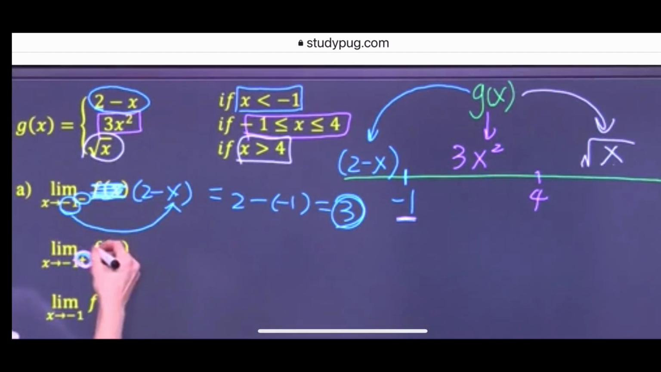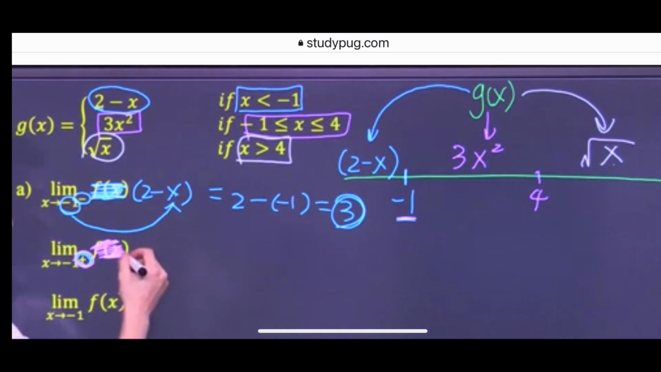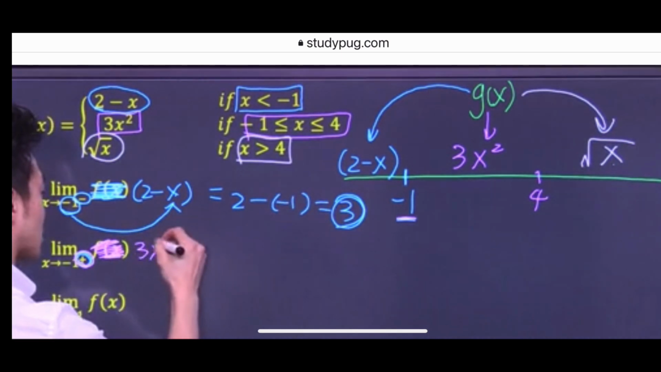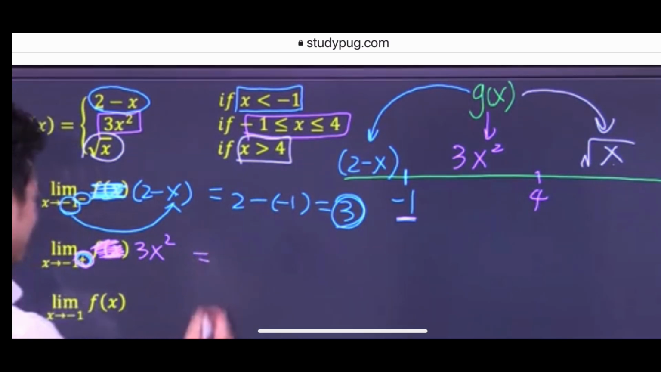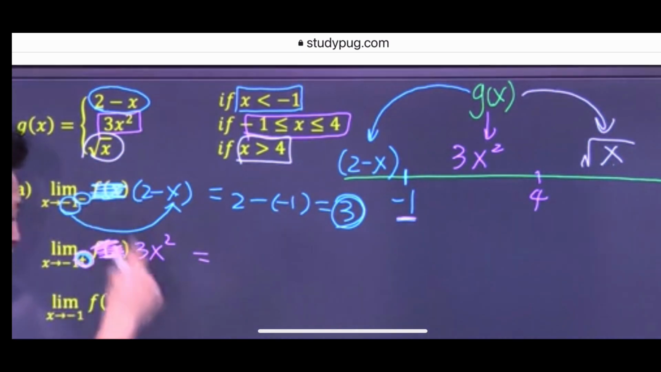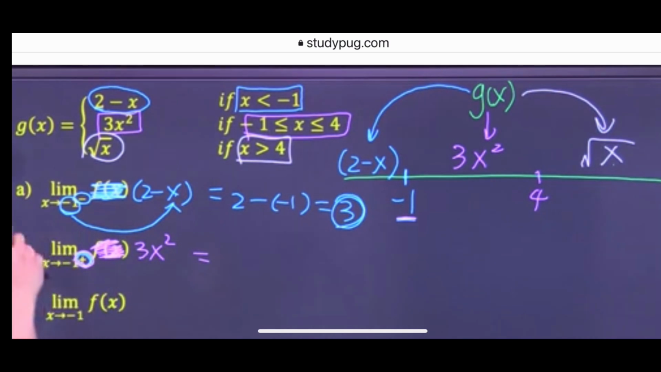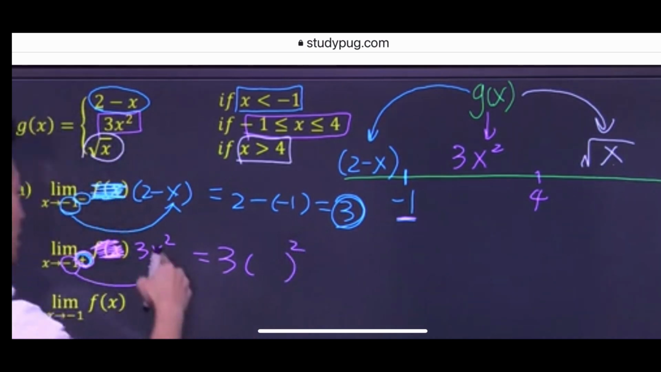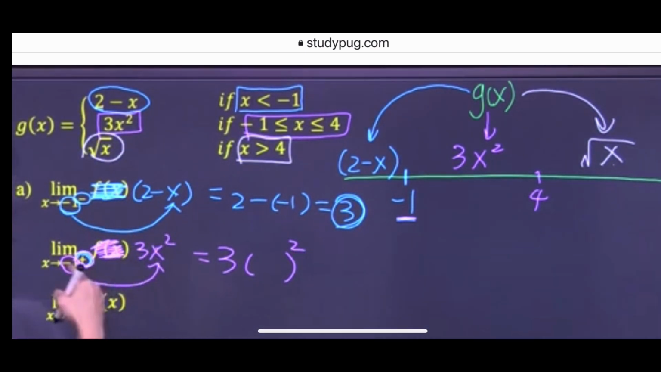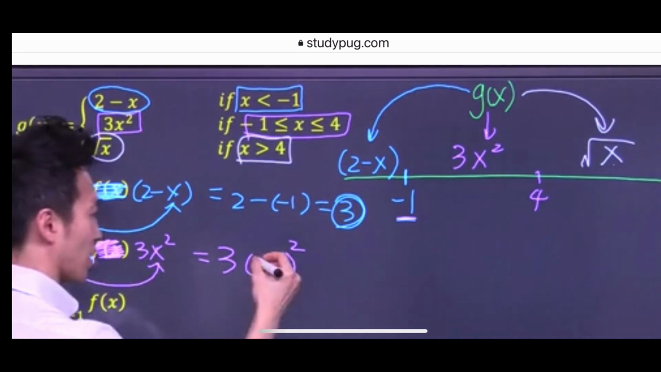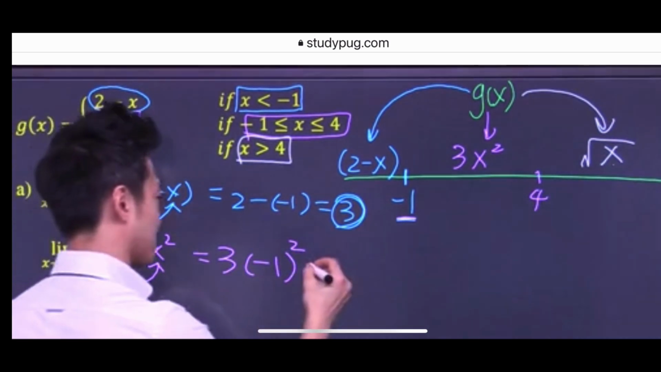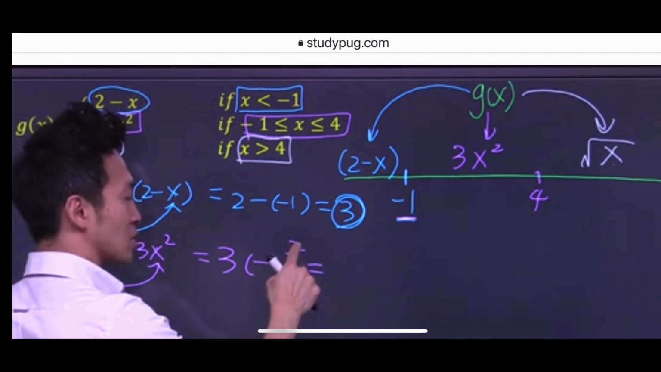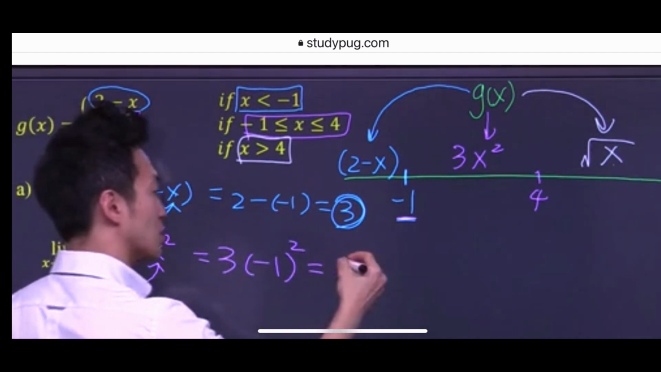So on the right side of -1, the function can be replaced by 3x squared. Now, to evaluate this limit, easy. Apply direct substitution. Let's directly substitute the x value -1 into the function. So 3x squared, and we substitute x with -1. -1 squared is equal to 1, and 1 times 3 is 3.